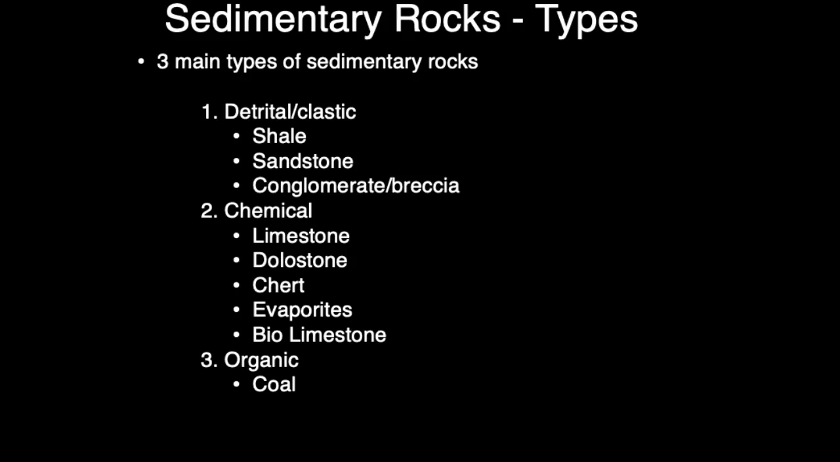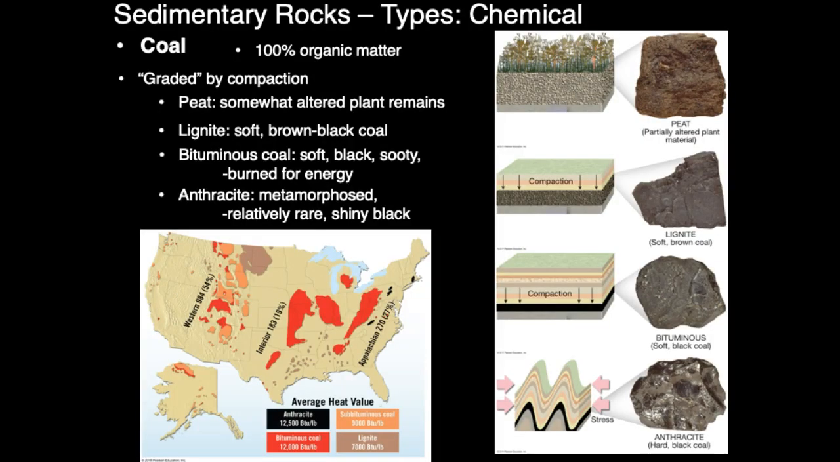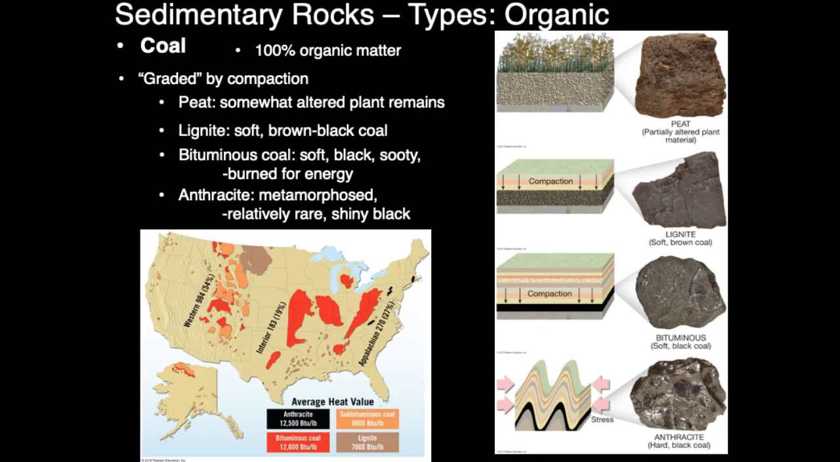Okay, so we just finished covering chemical and biochemical sedimentary rocks, and so now we move on to organic sedimentary rocks, which is the last category that we have. So for organic sedimentary rocks, we have coal, basically, and the derivations of coal.